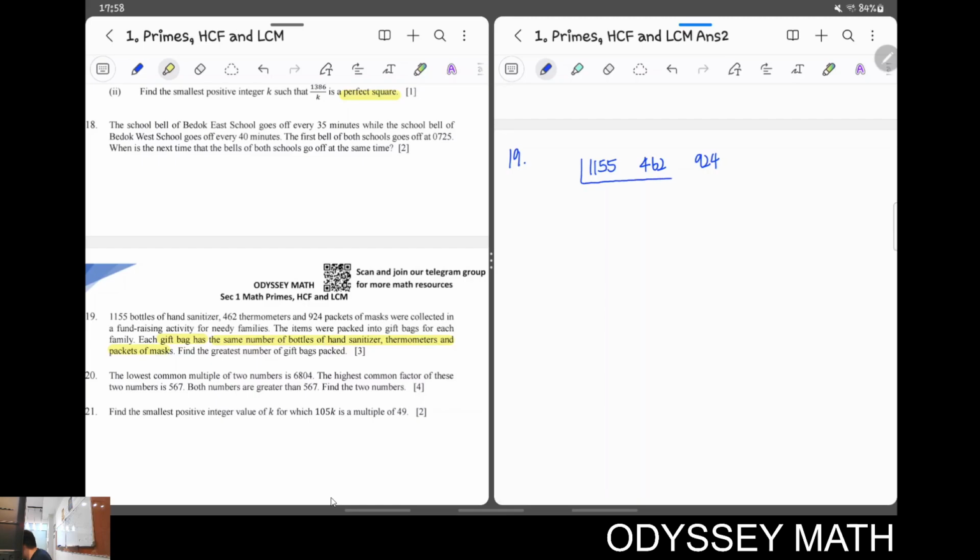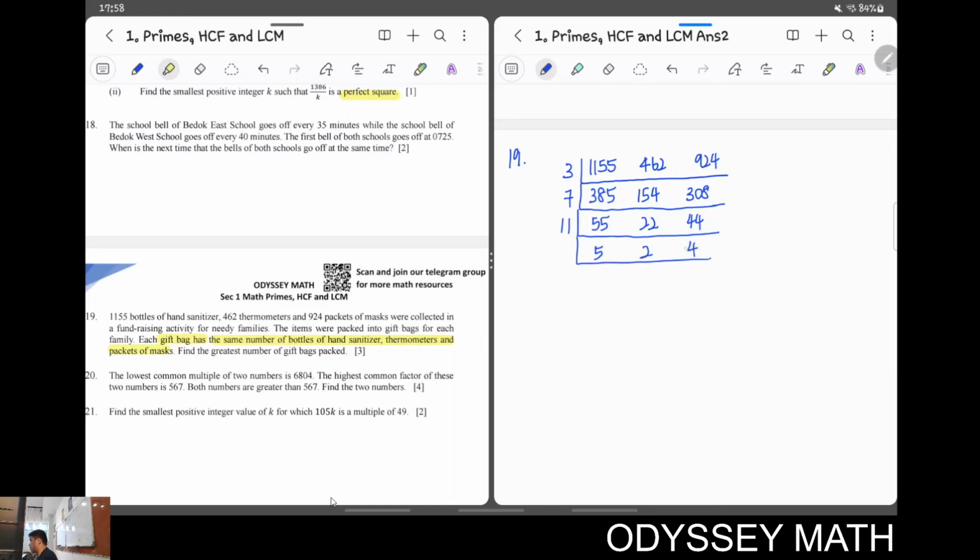So we're going to do the ladder method here. So now we're going to put the 3, okay, 1155 divided by 3 is 385. 462 divided by 3 is 154. And 924 divided by 3 is 308. And then we have 385 divided by 7 is 55. 154 divided by 7 is 22, and 308 divided by 7 is 44. And then we divide it again. 55 divided by 11 is 5, 22 divided by 11 is 2, and 44 divided by 11 is 4.